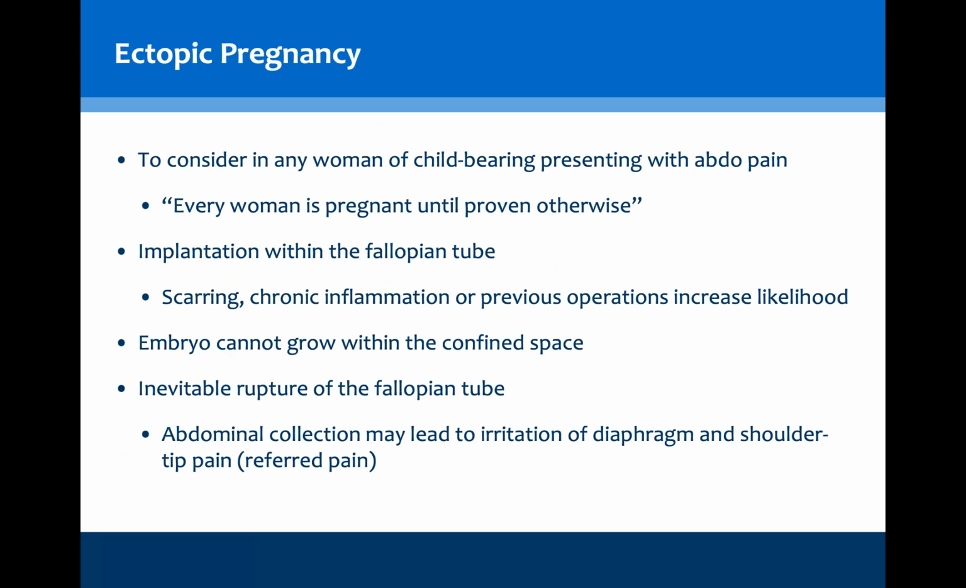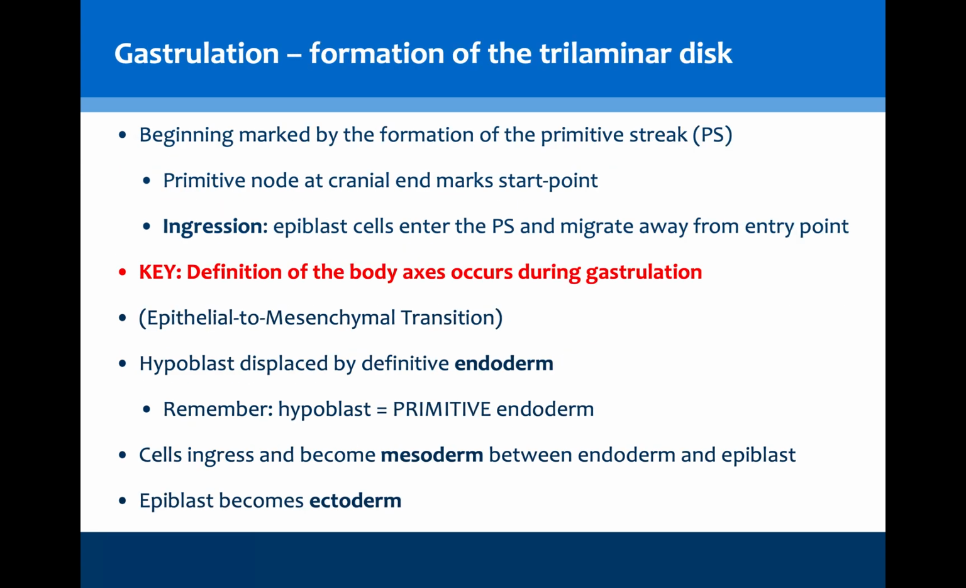So that's ectopic pregnancies, a key thing to understand and a way that the embryology correlates clinically. And then we'll move on to gastrulation now. Gastrulation is the process of forming this trilaminar disc from this bilaminar inner cell mass.